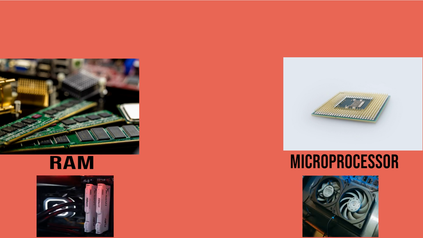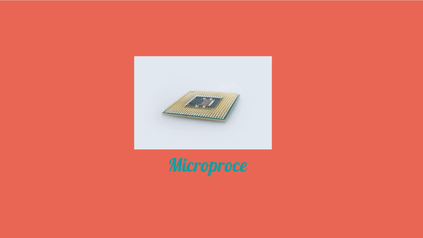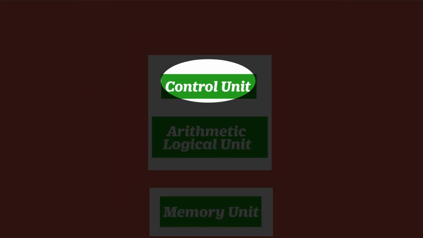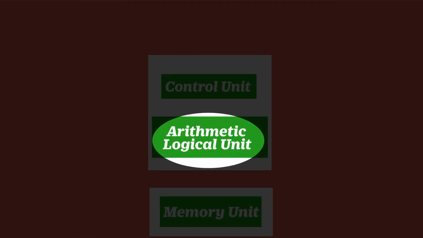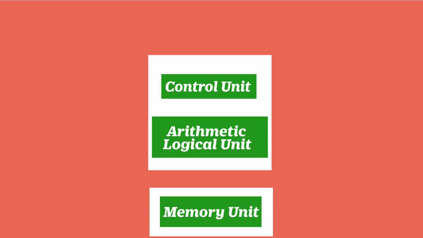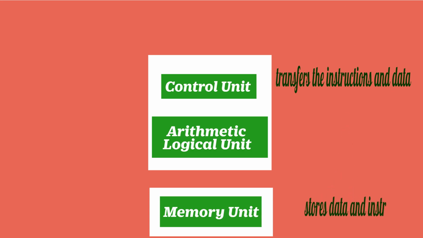The most vital part of the CPU, the microprocessor, is again categorized into 3 divisions. It consists of the control unit, the arithmetic logical unit, and the memory unit. While the control unit transfers the instructions and data, the memory unit helps store the data and instructions.